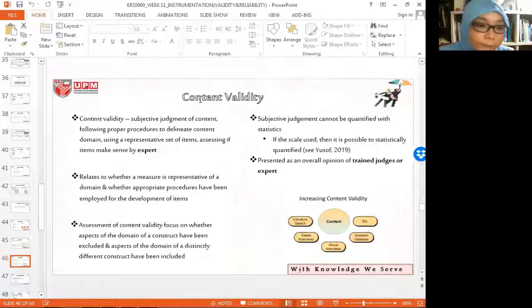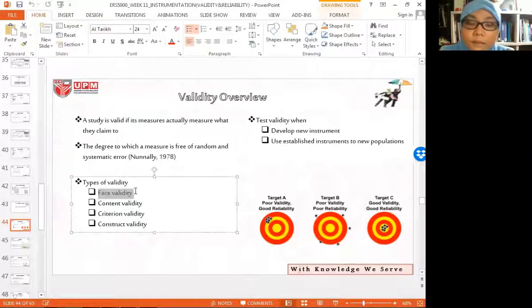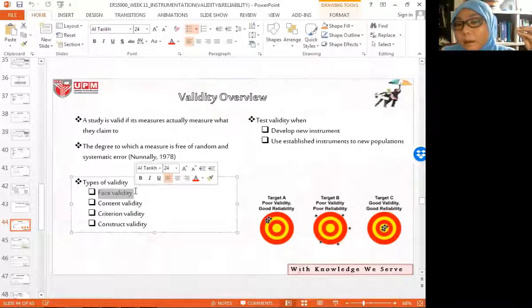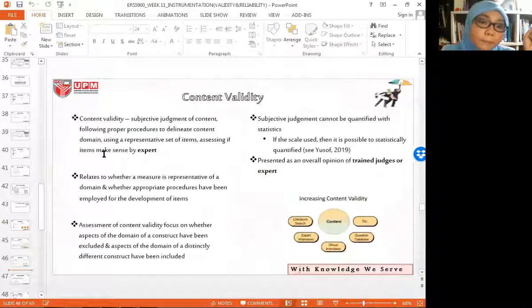Content validity. Again, I thought I already let you know last week, amongst these four types of validity, the face validity is the weakest level of measuring validity. Dia ni pengukuran validity yang paling lemah, face validity ni. So the next one is content validity.